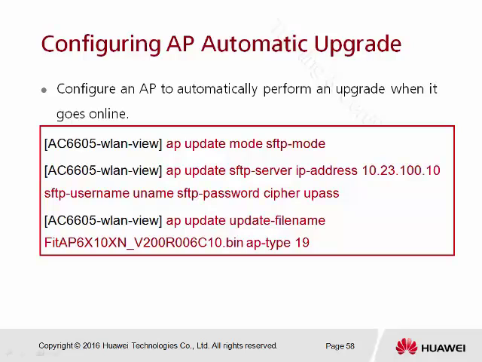So here showing some of the configuration to do the AP automatic upgrade. So this one previously I already showed you the way how to do the configuration. Most of this kind of upgrade configuration we can only do on the WLAN view. So we select the upgrade mode using FTP. So don't forget to point to the correct FTP server followed by your username and the password.